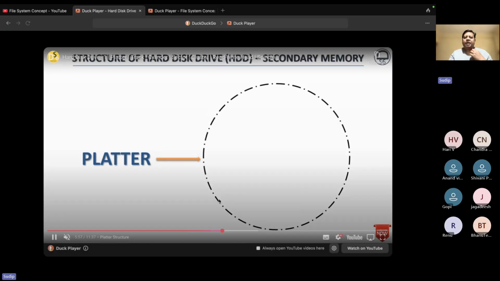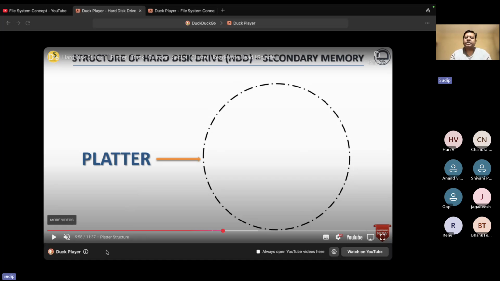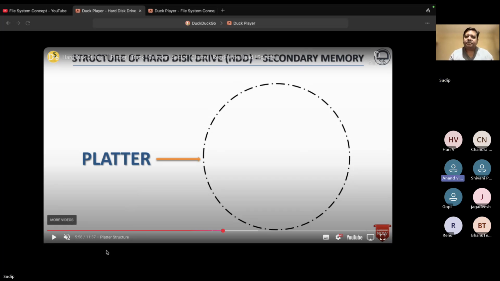Yes, Anand, you have a question, go ahead. The spindle use is just to hold the platters together. That's it, right? That's correct. So spindle has no logical identification. It is just a mechanical device. It is connected to an electric motor. And that motor is designed to spin at a certain speed only, no variable speeds.